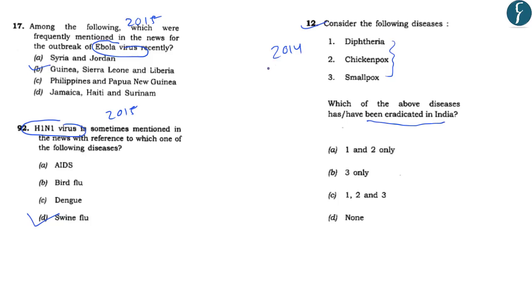Now another question that was asked in 2015 read, consider the following diseases: diphtheria, chickenpox, and smallpox. So the question asked, which of the above diseases has or have been eradicated in India? Now you should know that diphtheria and chickenpox vaccination are provided under Indradhanush, which is a vaccination program of the Government of India. So this means that these diseases have not been eradicated. So the correct answer in this case is smallpox. And the option B, that is 3 only, is correct.